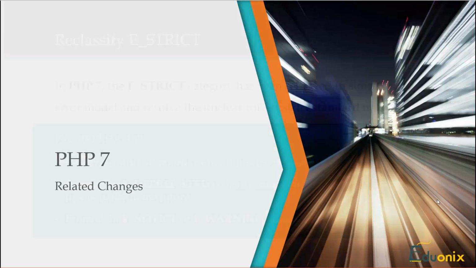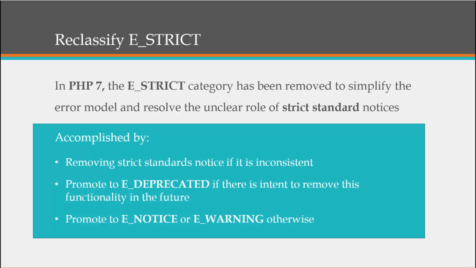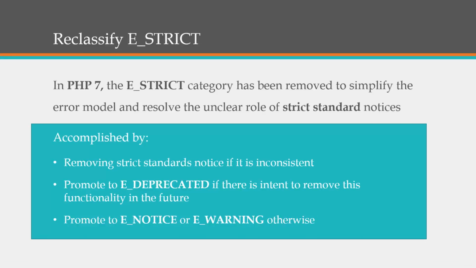Alright, so the E_STRICT category has been reclassified to simplify the error model and to resolve the unclear role of strict standard notices. There's a few ways that this is accomplished. Strict standards that are inconsistent will just be completely removed. Some will get promoted to E_DEPRECATED if there is intent to remove them and their functionality in the future, and then some will just be promoted to either E_NOTICE or E_WARNING otherwise.